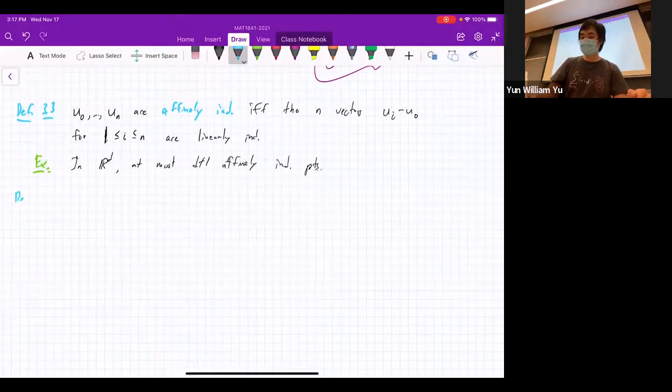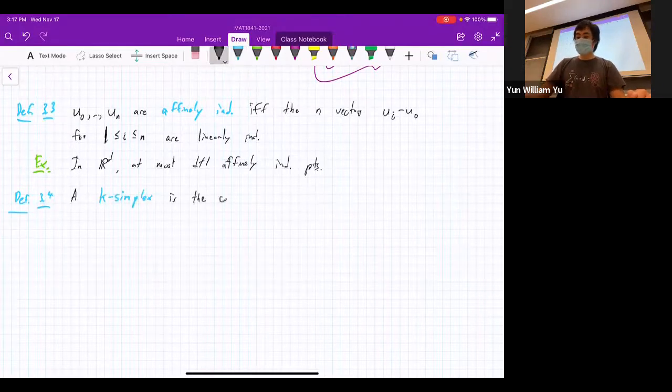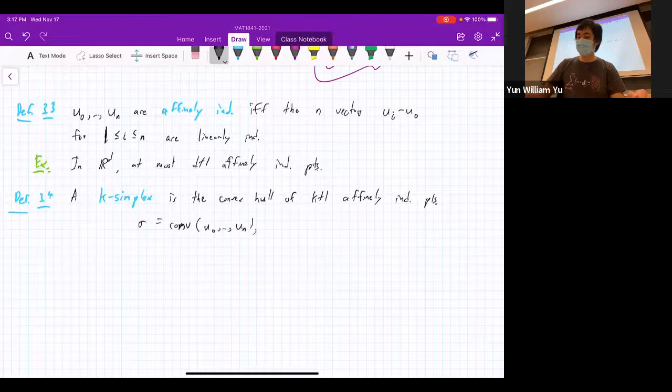Okay, so now that we have all of this formalism set up, we can define a simplex. A k-simplex is the convex hull of k plus one affinely independent points. So sigma, where sigma is the simplex, is equal to the convex hull of u naught through u n. And then the dimension of sigma as a simplex is going to be equal to n. So this would be an n-simplex if all those points are affinely independent to begin with.